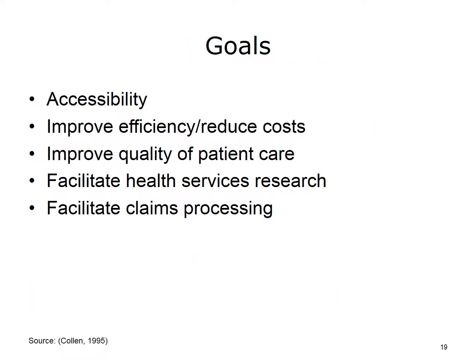As Collen saw it, as we were entering the 1990s, there were 5 main goals that an EHR system needed to meet. The information needed to be accessible when and where it was needed. The system should improve efficiency and reduce costs, as well as improve the quality of patient care. It should also facilitate research on the delivery and outcomes of care. Moreover, since hospitals have to survive, it should facilitate claims processing as well as clinical functions.